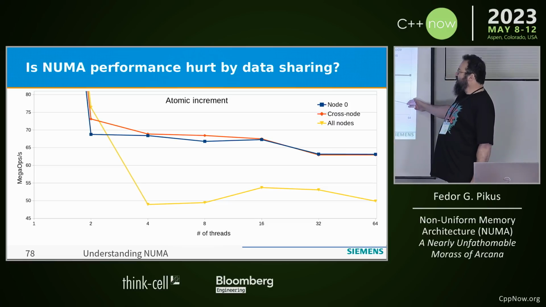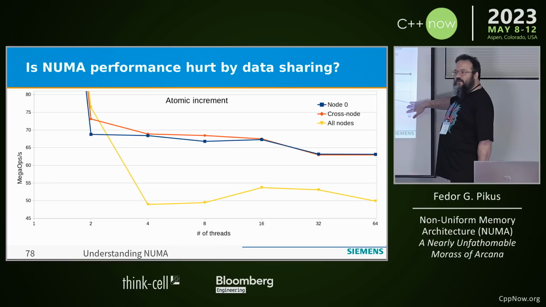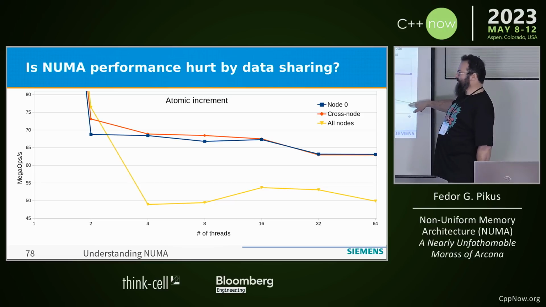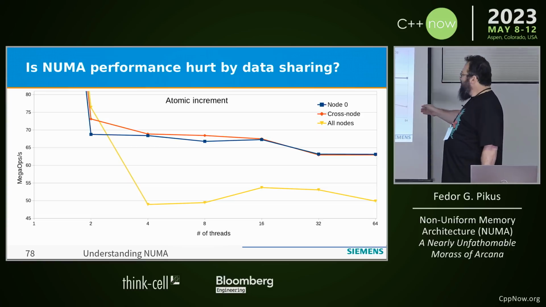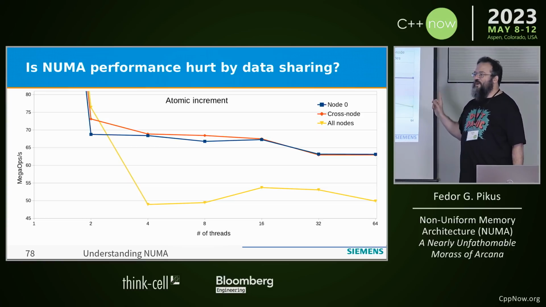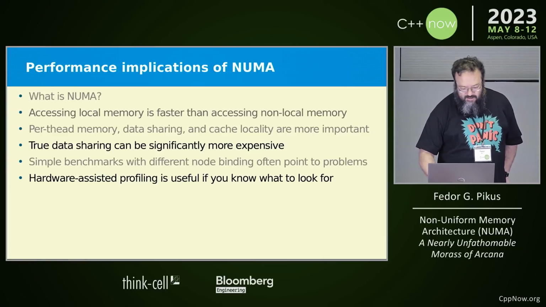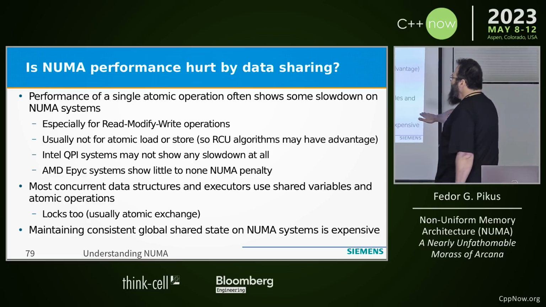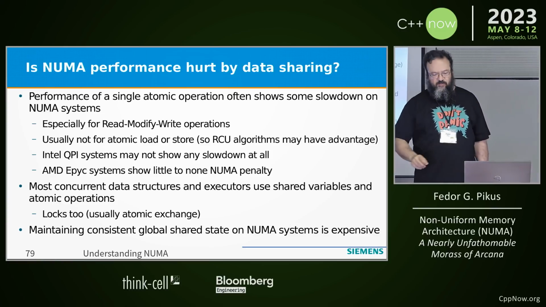All nodes running threads, sorry, not cross-node memory. Cross-node memory doesn't make any difference. With all nodes running threads, thread 0 is on node 1, thread 1 is on node 2, here. So for a single atomic variable, you already see this impact. That's latency, that's not bandwidth. That's the latency of how long it takes to travel from one node to the other. So maintaining consistent global shared state on NUMA systems is very expensive.